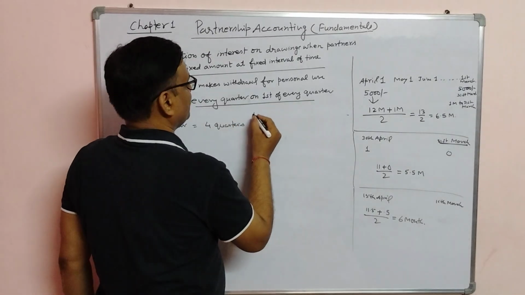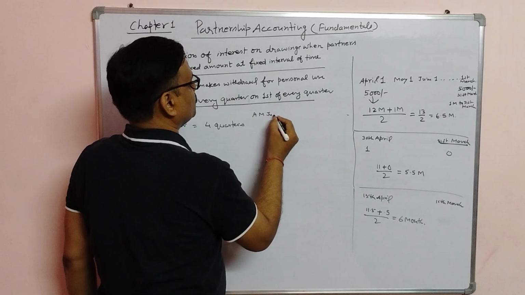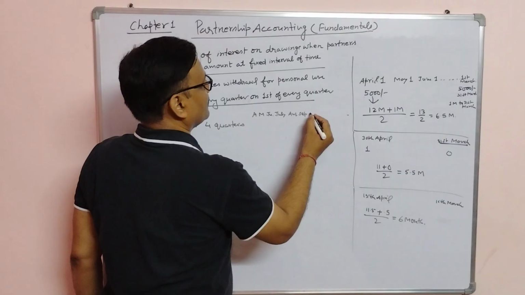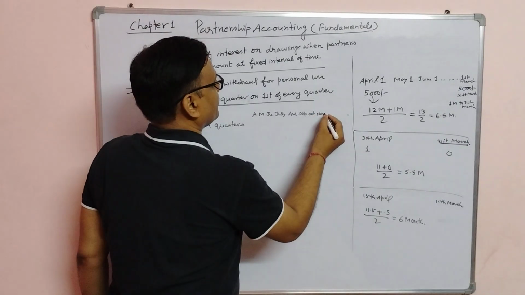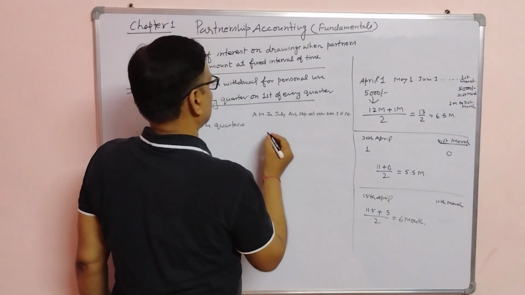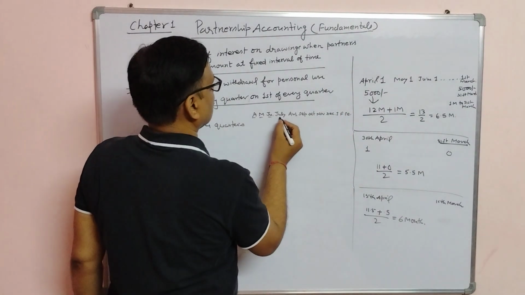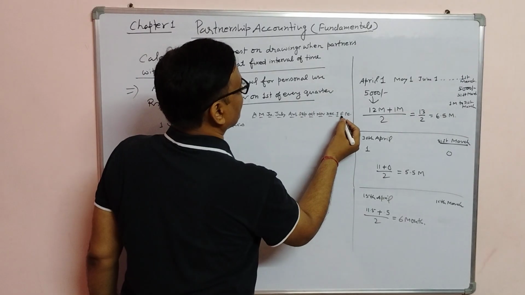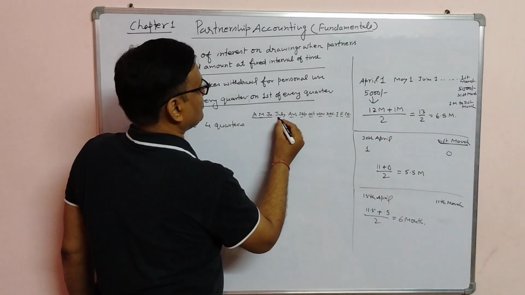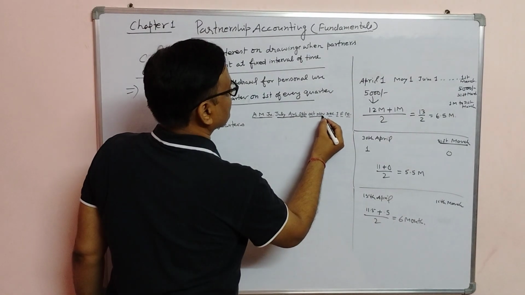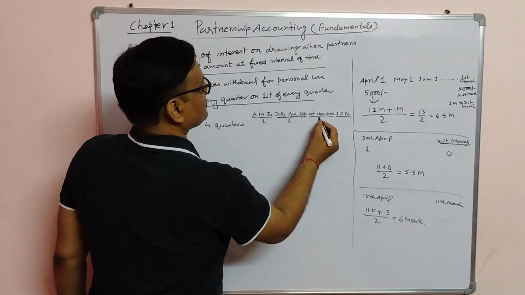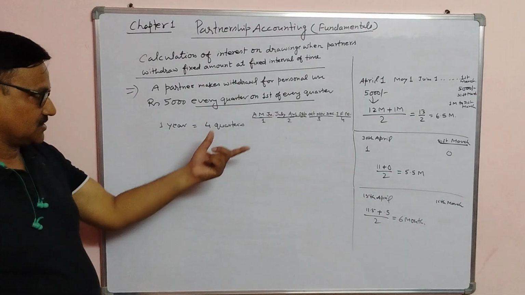If we write the name of the months, April, May, June, July, August, September, October, November, December, January, February, March. These are the 12 months: 1, 2, 3, 4, 5, 6, 7, 8, 9, 10, 11, 12. So this is the first quarter. This is the second quarter. This is the third quarter, and this is the fourth quarter. First, second, third, fourth. These are the 4 quarters.